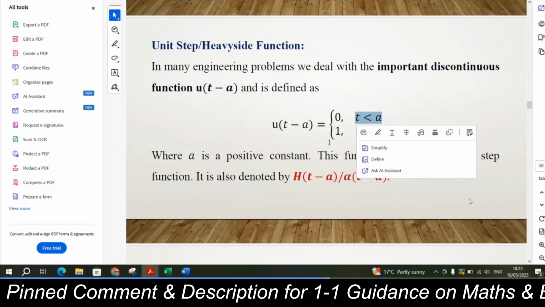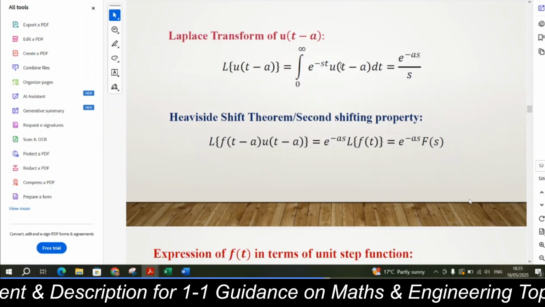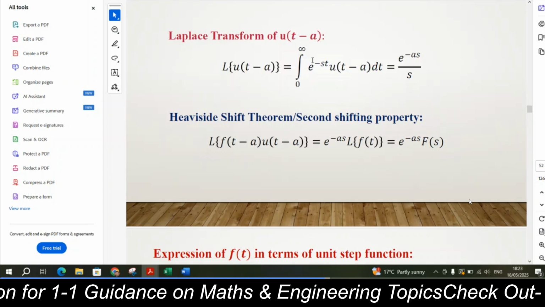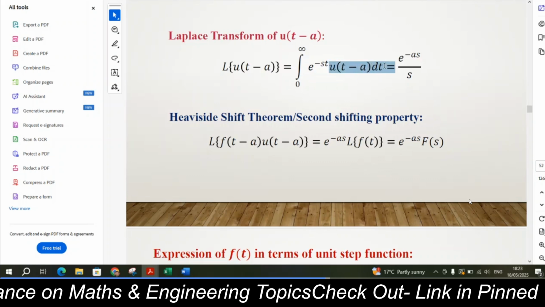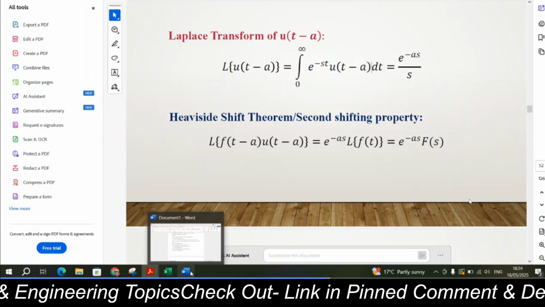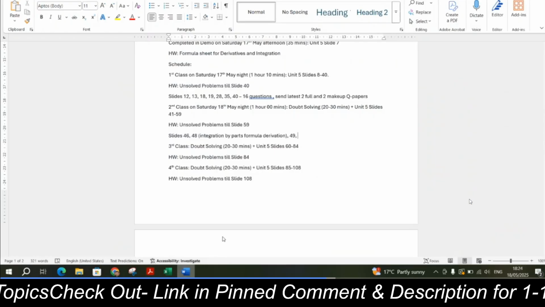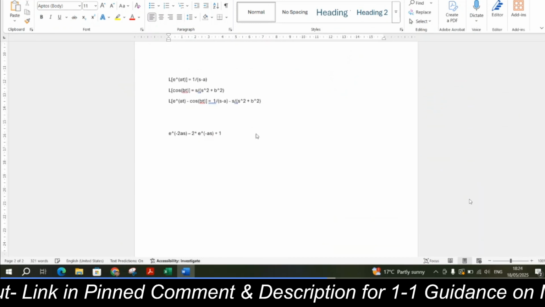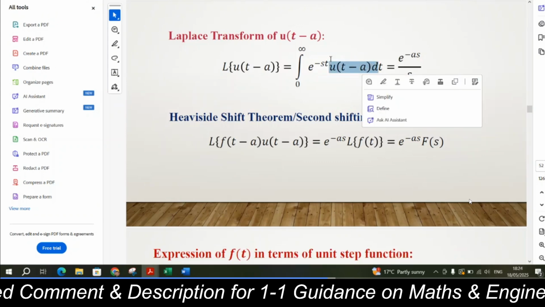They have not given you the proof over here. The proof would have been something like this. You know what the step function is: when t is less than a, it is 0, and when it is a or more, it becomes 1. So this particular integral you can split from 0 to a and a to infinity. From 0 to a, the function value is 0, and therefore the integral value will be 0. That means you are only looking at the integral from a to infinity.